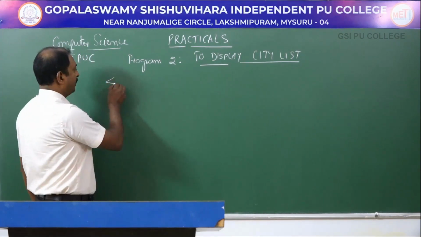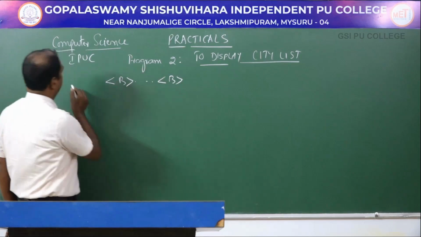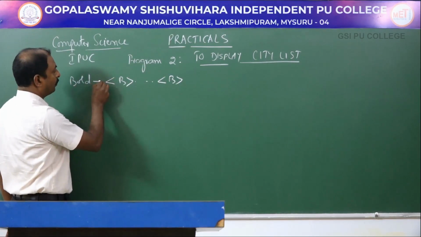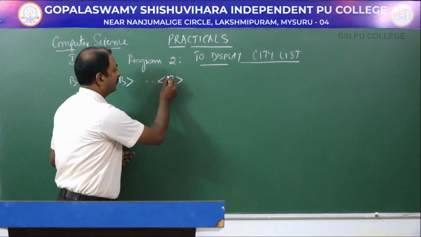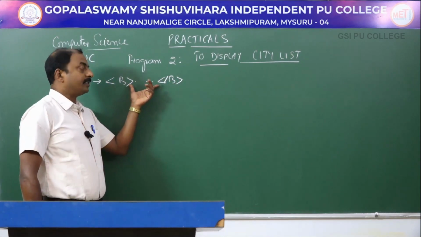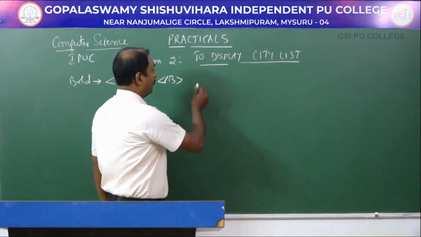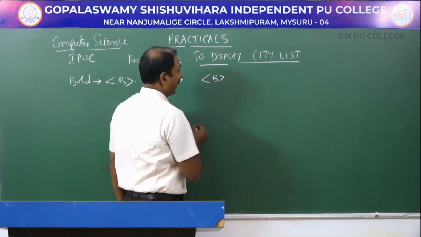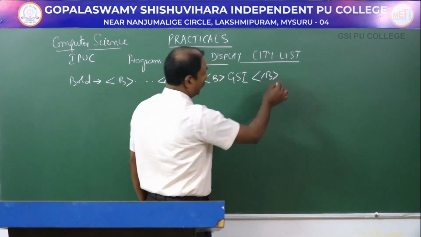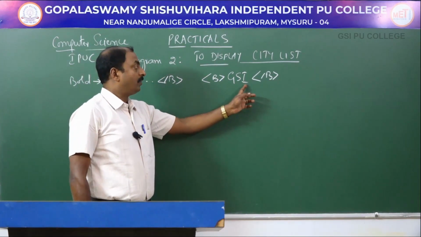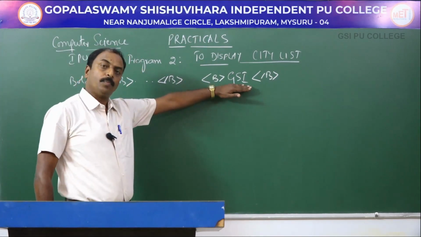The first tag is the B tag. This tag stands for bold. Any information written inside this pair of B tags will appear bold in the web browser window. For example, you can write B, close this tag. If I write GSI and close it with the bold tag, the content GSI will appear bold in the web browser window. So this is to display content in bold.